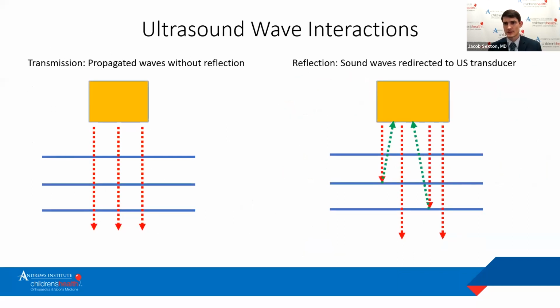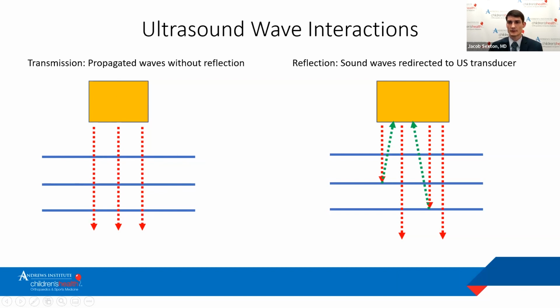So how exactly do ultrasound waves interact with tissue? On the left image, we have transmission, and this is most commonly what's described with these ultrasound waves. Transmission is just propagation of the waves without reflection. Imagine the yellow box being the ultrasound transducer, the red lines being the sound waves leaving the transducer, and each of these blue lines representing bone and soft tissue structures. Transmission is just the propagation of those waves through the tissue structure without impedance.